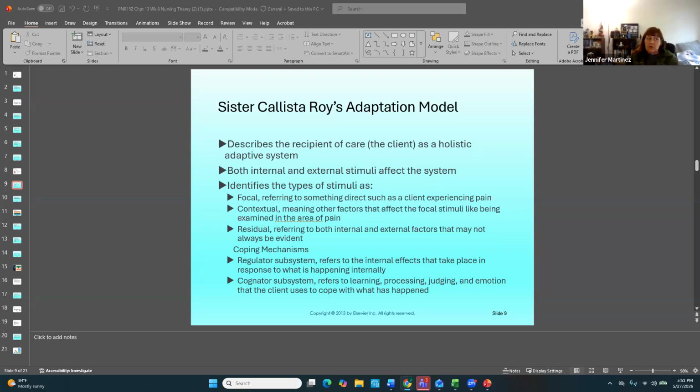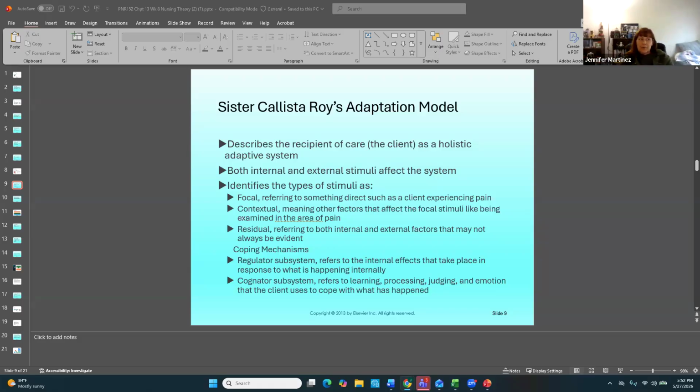And then residual. That's the internal and external factors that may not always be evident. So maybe they have sprained their wrist before or broken their wrist before, and they have that memory of a previous pain, and maybe that wasn't such a good experience. So that would be the residual.